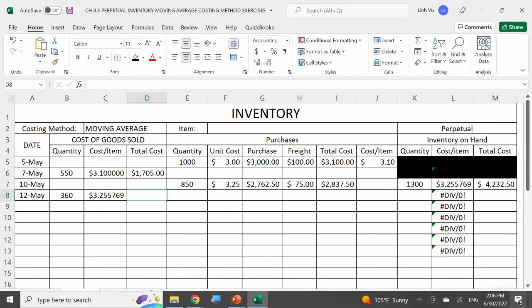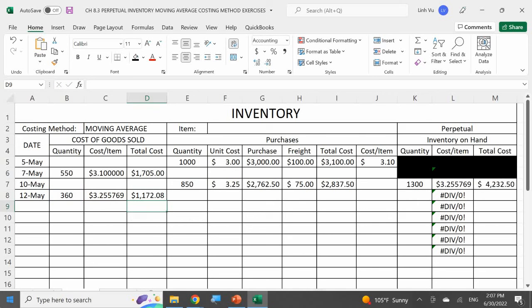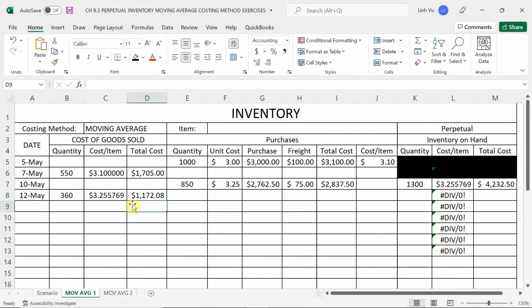So what is now going to be my total cost of goods sold? This is where I have to plug in my round to give me my rounded answer. Okay? What's my total cost of goods sold if I sold 360 units at $3.255769? I have $1,172.08. Very good. Okay? $1,172.08.